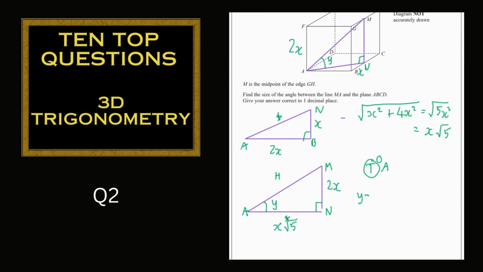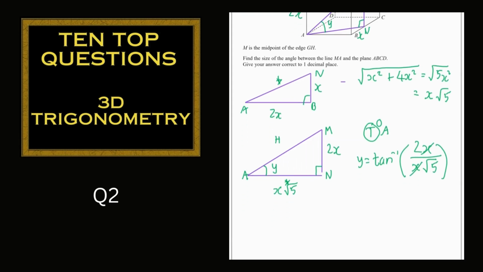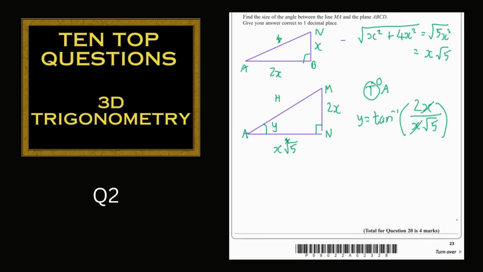To get the angle, it's inverse tan and it's the opposite, which is 2x, divided by the adjacent, which is x root 5. But on your calculator, the x's cancel. You'll need second function, shift tan, whatever button on your calc gives you the tan to the minus 1 of 2 over root 5.